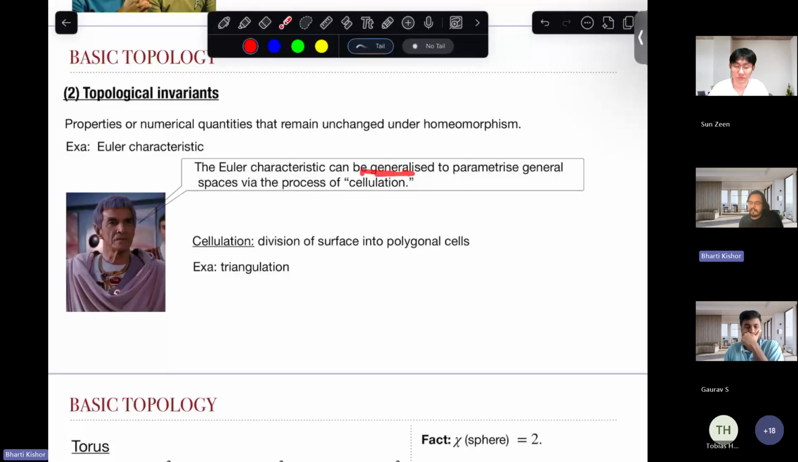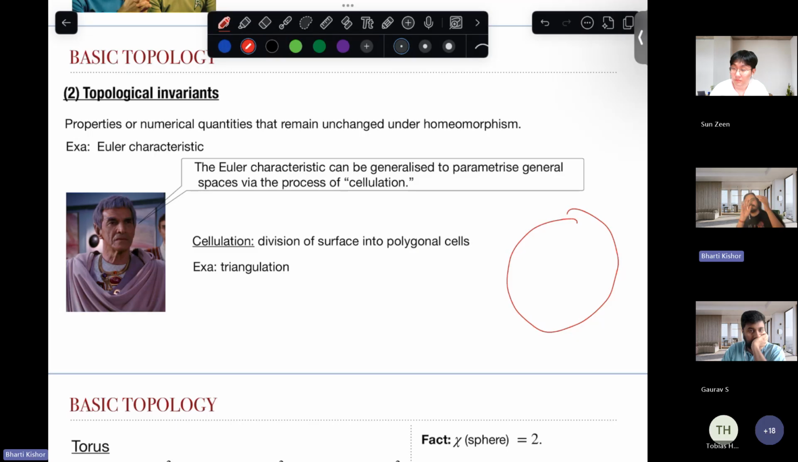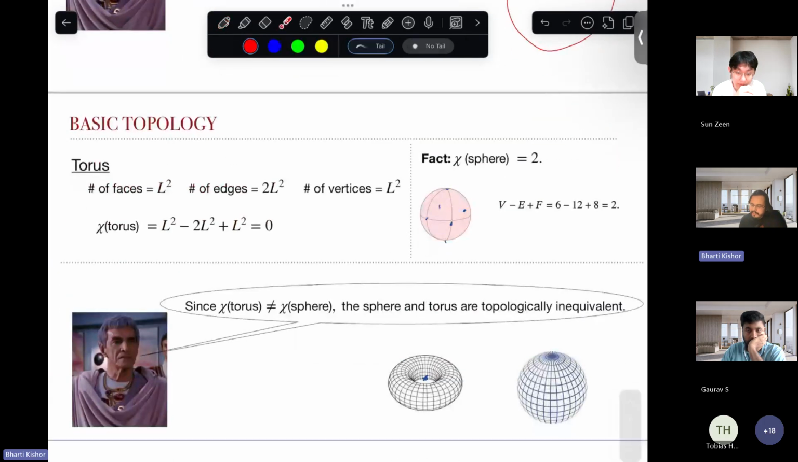So the Euler characteristic can be generalized. When we are talking about the Euler characteristic, we're talking about vertices, edges, and faces. But for general spaces, how can we do it? How can we get the notion of this Euler characteristic? You can get that using something called cellulation. Cellulation basically means division of a surface into polygonal cells. Think about a soccer ball, which has pentagons and hexagons, cellulating it. Or triangulation, like you can triangulate. Let's say, for example, here is a sphere and we are triangulating.